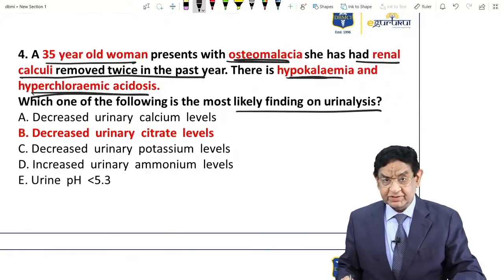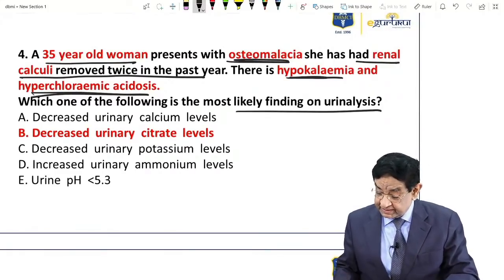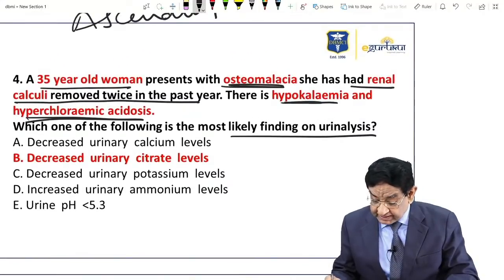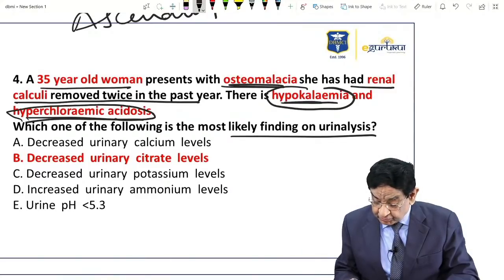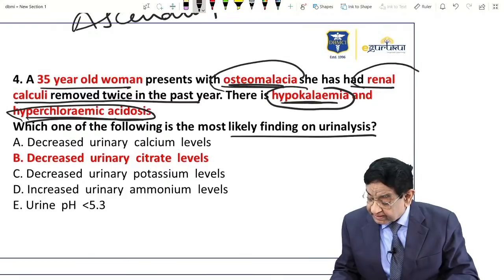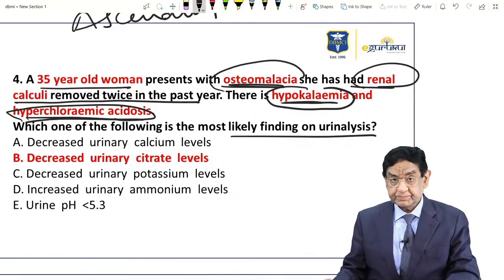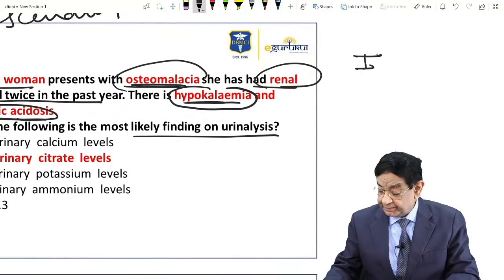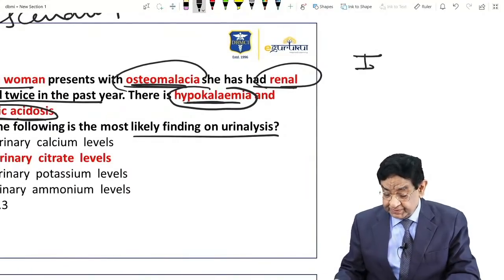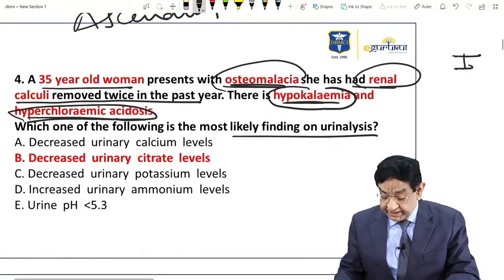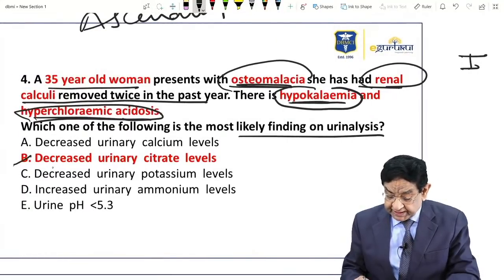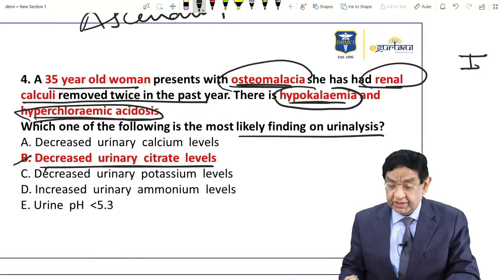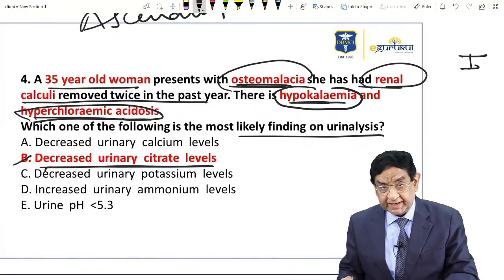Most likely finding. So if you analyze this question, we have a lady, hypokalemia is there, and there is acidosis, osteomalacia, and renal calculi are there. It means he's talking about type 1 RTA, right? So in type 1 RTA, urinary citrate levels are reduced. That's the reason why calculi are made.